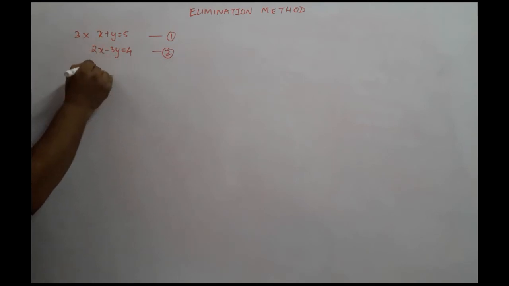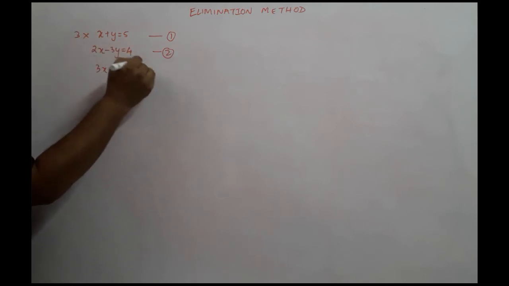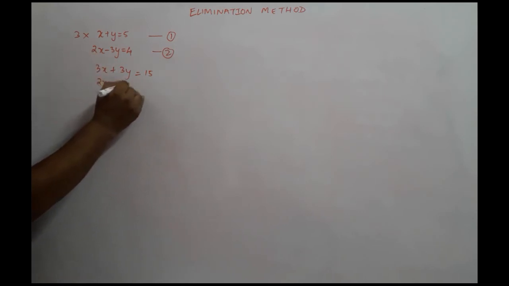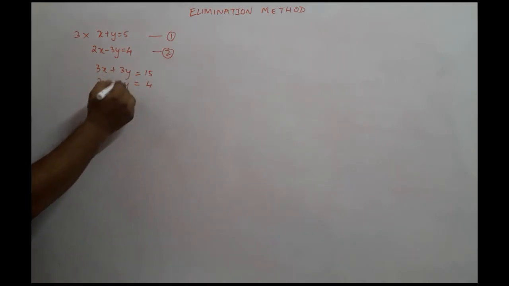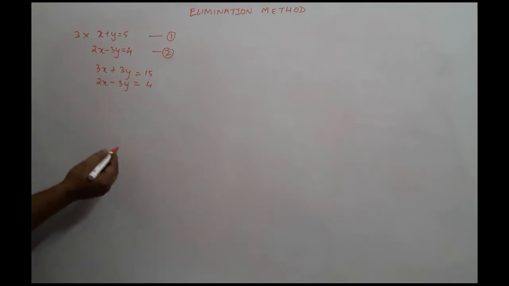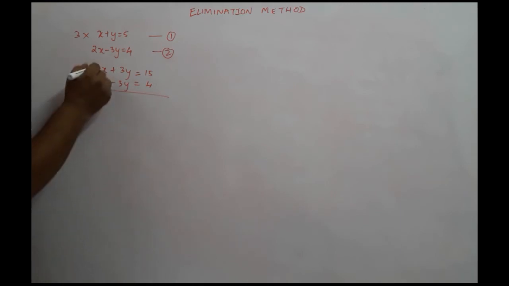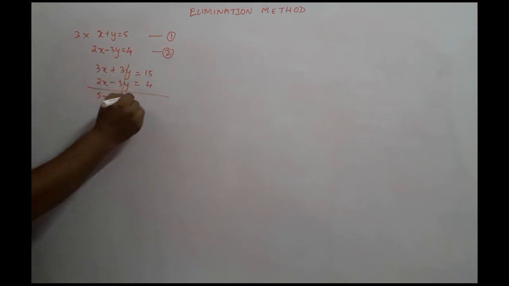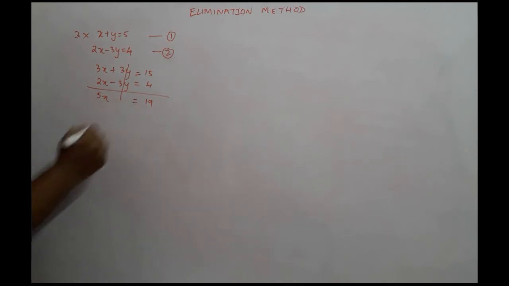So 3 into x gives us 3x, plus 3 into y gives us 3y, and 3 into 5 gives us 15. We'll keep this the same, 2x minus 3y equal to 4. Now that the coefficients are the same, 3, for the same variable y, and the signs are opposite, we can add these two. So we add them up, and 3 plus 2 will give us 5x, plus 3y minus 3y cancels out, 15 plus 4 gives us 19. Okay, so 5x equal to 19 we get.